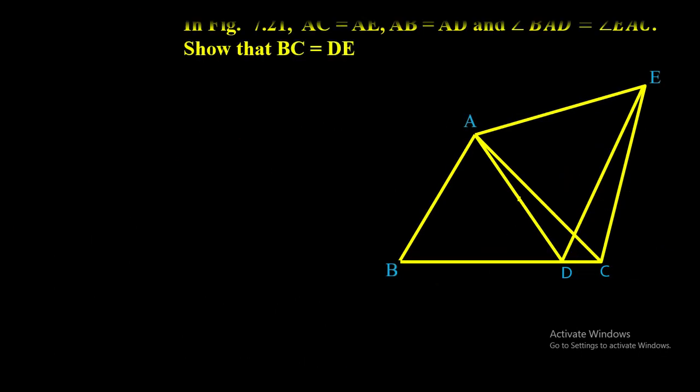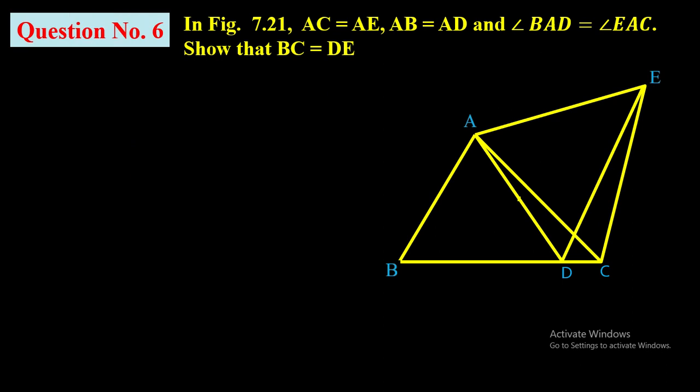Let's move to another question, which is question number 6. And it says in figure 7.21, that's our given figure, AC is equal to AE, and then it's also given that AB is equal to AD, and angle BAD is equal to angle EAC. Show that BC is equal to DE.